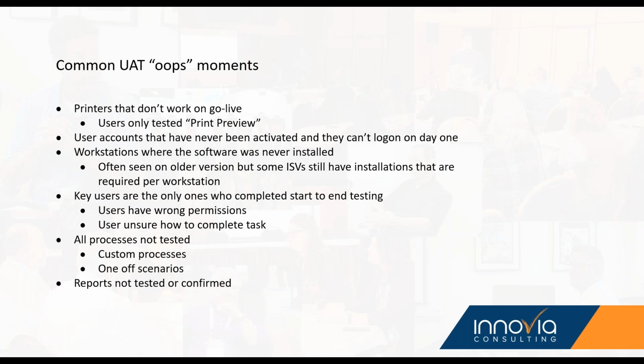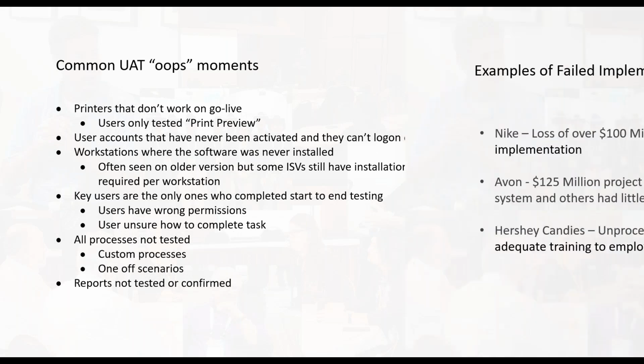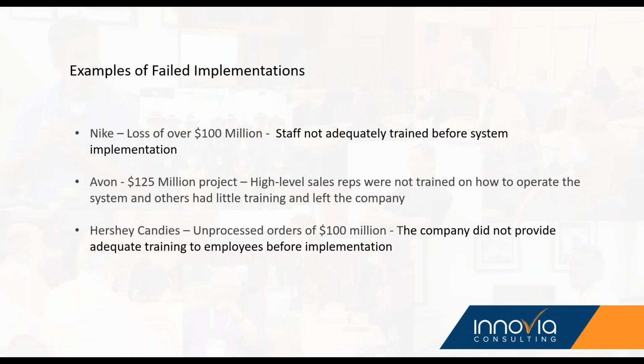So with that being said, who are some of these failed opportunities? I will be honest, I was in awe. Nike lost over $1 million because they could not ship Air Jordans because their team didn't know how to use the software. They went live and said, we'll figure it out. They were so rigid on a go-live date, it cost them $100 million. I don't know about you guys, but I would love to have $100 million to throw away.